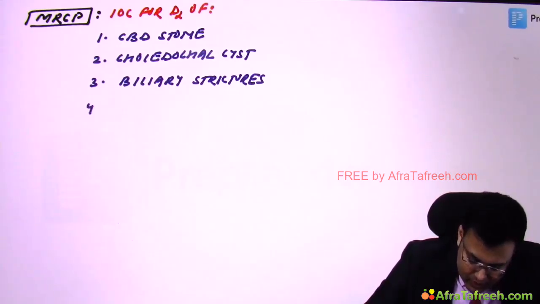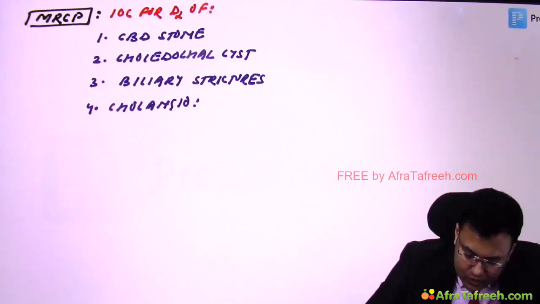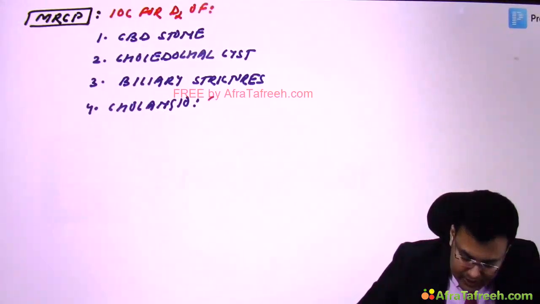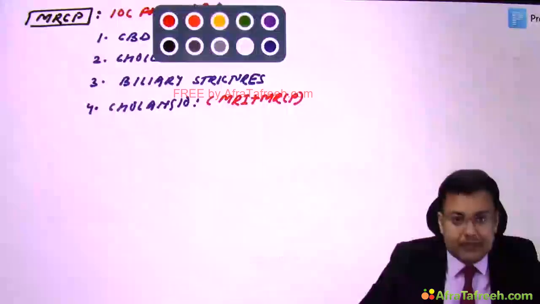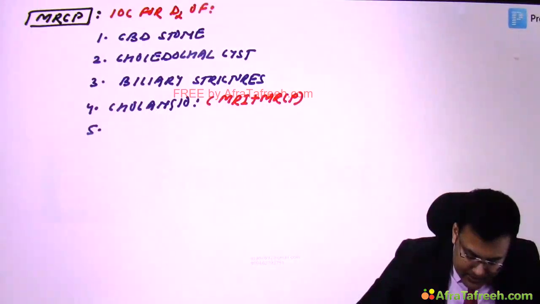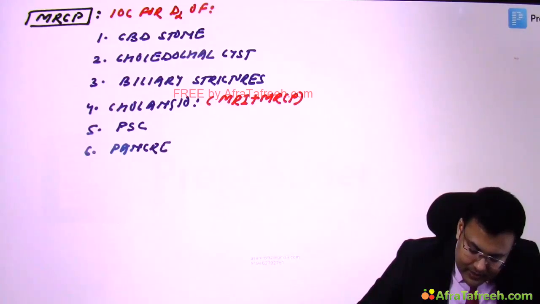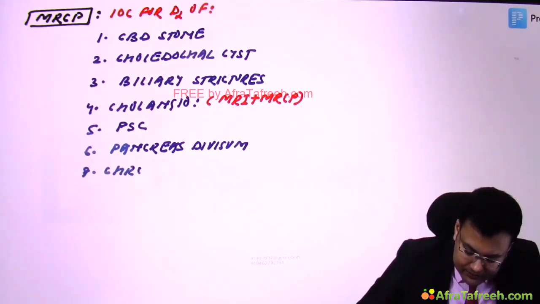fourth, cholangiocarcinoma. See, it's not only MRCP which is the investigation of choice. In cholangiocarcinoma, it's MRI plus MRCP. So actually speaking, it is MRI plus MRCP. Fifth, primary sclerosing cholangitis. Sixth, pancreas divisum, and seventh is chronic pancreatitis.